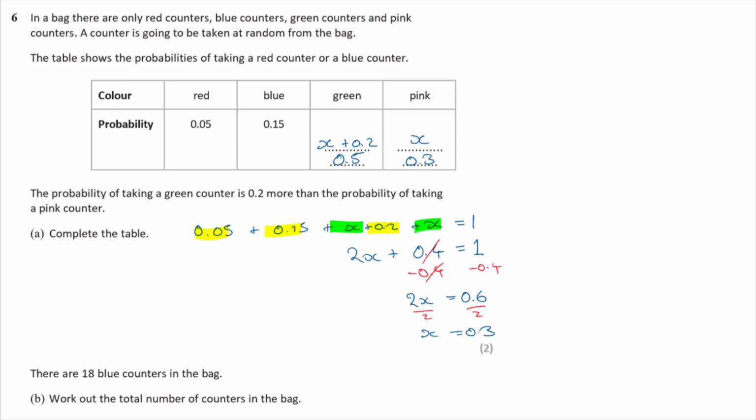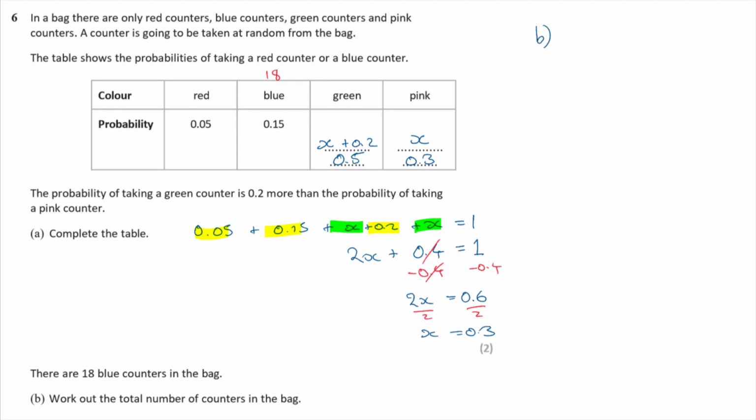Work out the total number of counters in the bag. Okay, so 18 represents 0.15 in terms of probability. So if we could scale that up, we should get the full amount then, shouldn't we? So if I take, I'm going to write my answer up here.